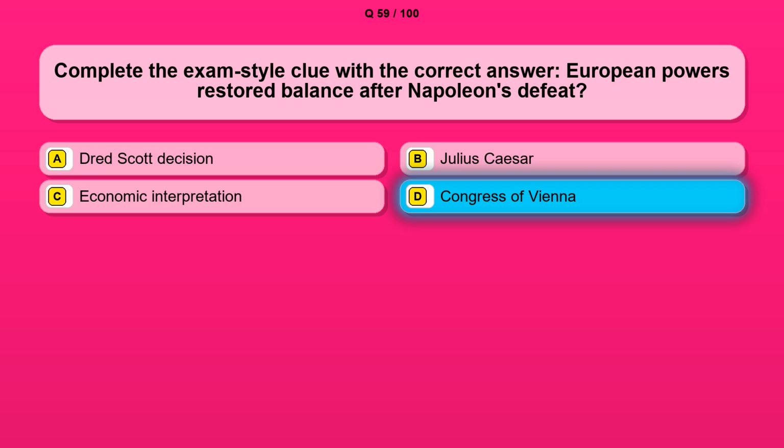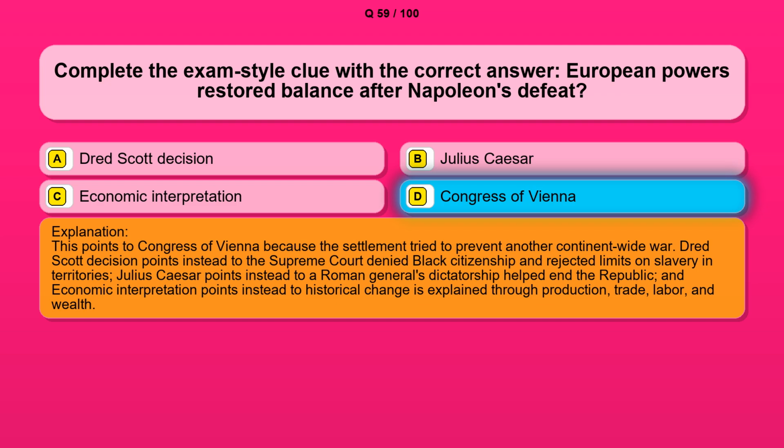The correct answer is option D, Congress of Vienna. This points to Congress of Vienna because the settlement tried to prevent another continent-wide war. Dred Scott decision points instead to the Supreme Court denied black citizenship and rejected limits on slavery in territories. Julius Caesar points instead to a Roman general's dictatorship that helped end the Republic, and economic interpretation points instead to historical change explained through production, trade, labor and wealth.